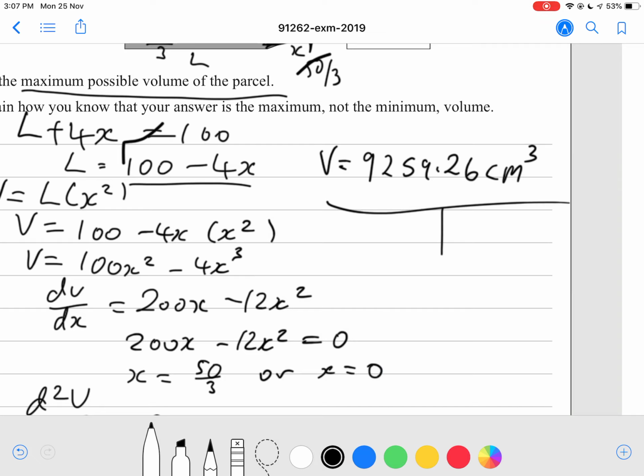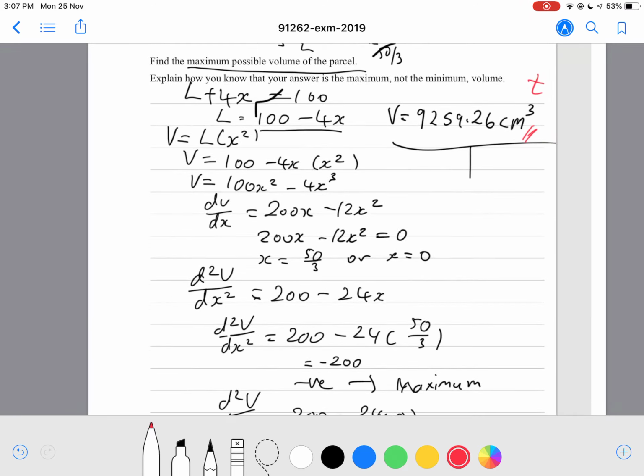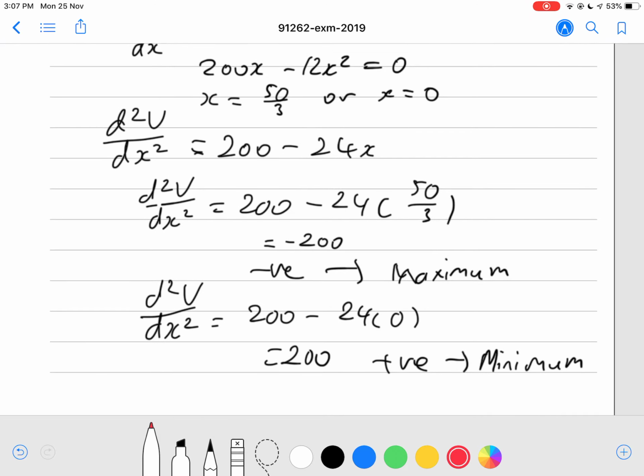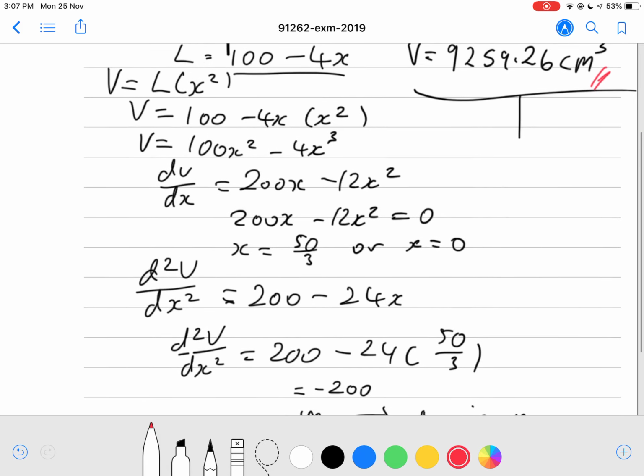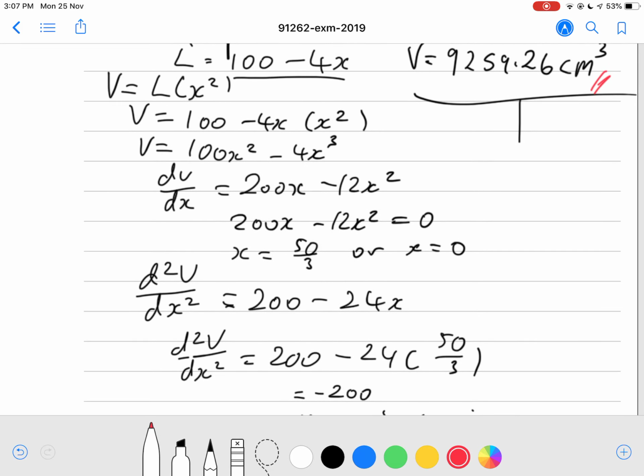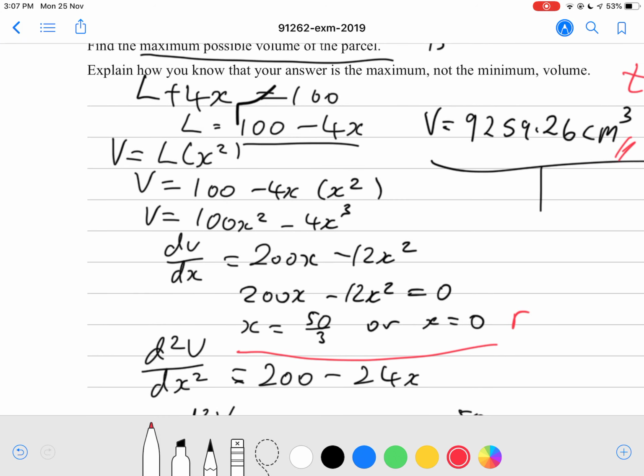So getting this final answer should get you an excellence grade. I'm thinking an excellence grade to find the volume. In terms of getting a merit grade, I'm thinking if you find your volume without the justification, so volume without the second derivative test, would be a merit. Or if you can find x equals 50 over 3 or x equals 0, that could also be a merit grade. Or if you just set up your equation for your volume, that might also be an achieved grade here.